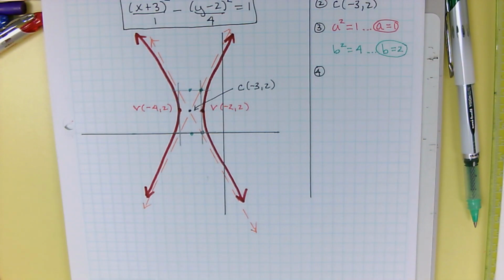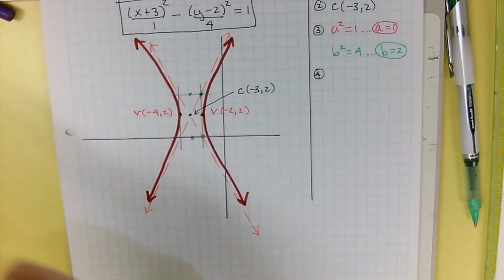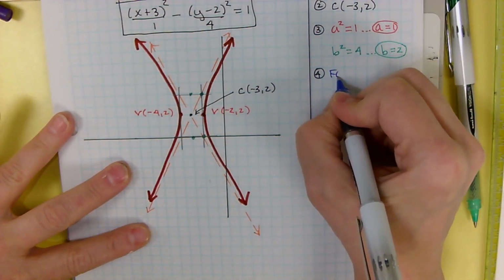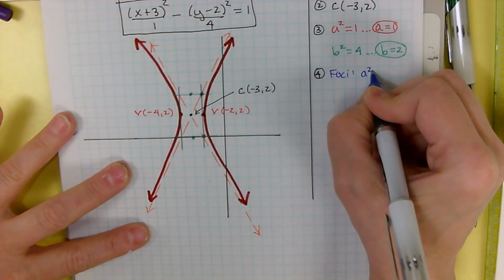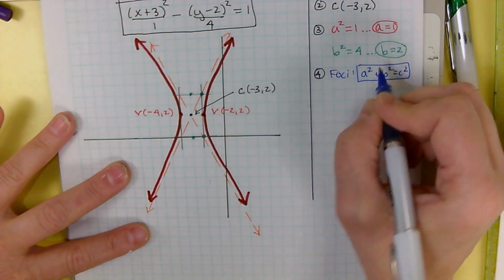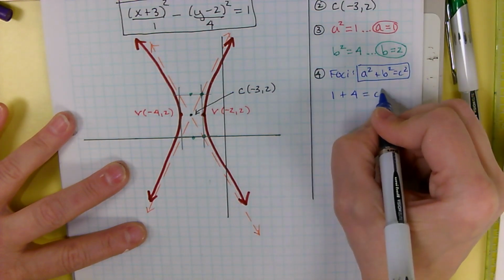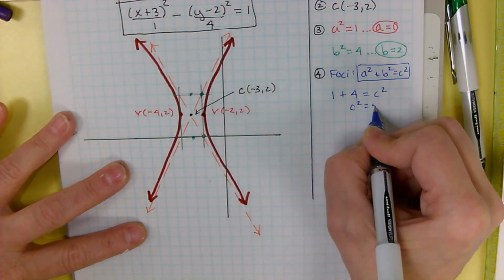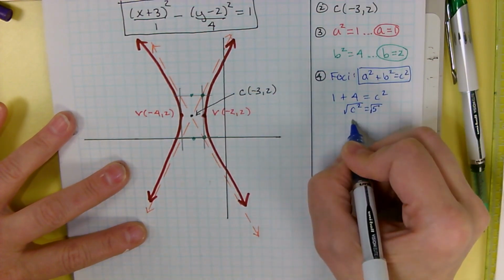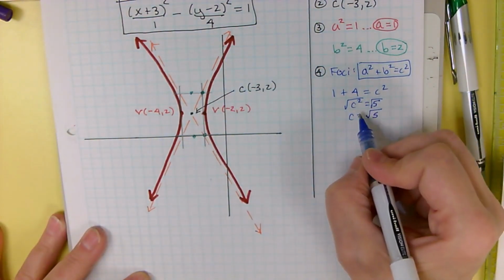Okay, we pretty much have the drawing now, so it's only a matter of finding the foci and then labeling the asymptotes with their equations, and then you're done. So let's do foci. So remember that for foci, your equation is a squared plus b squared equals c squared. I highly recommend you write that on every problem. So 1 plus 4 equals c squared, which means c squared is 5. Take a square root. C equals radical 5. And yes, we still get weirdo numbers for the foci.